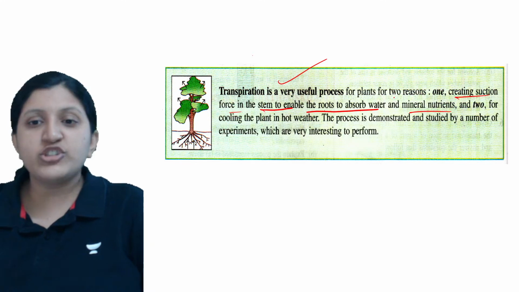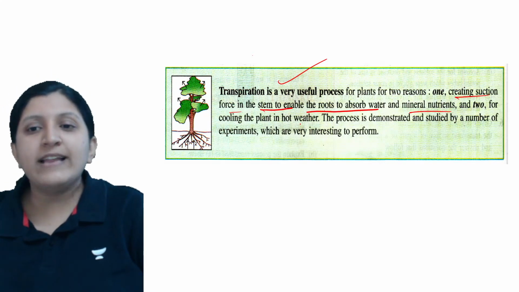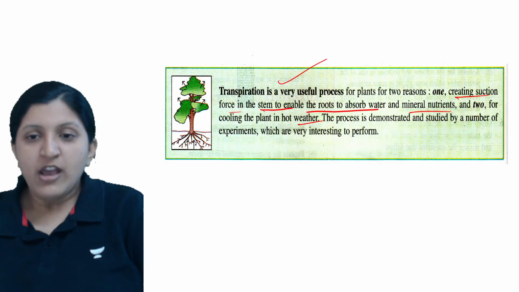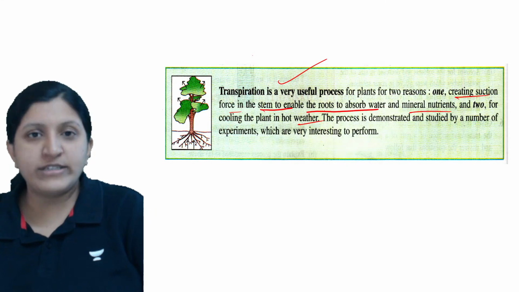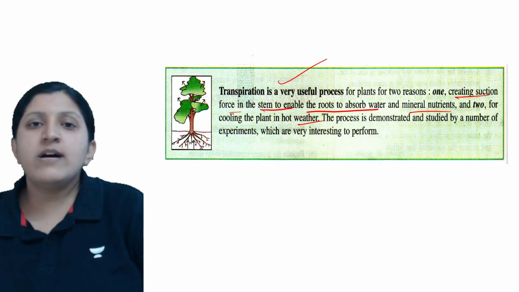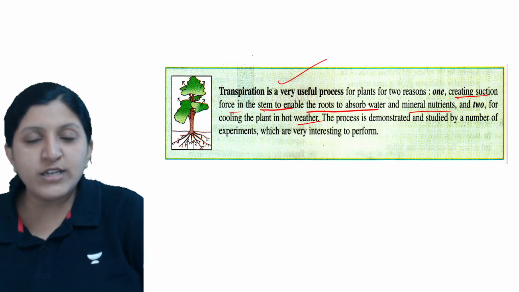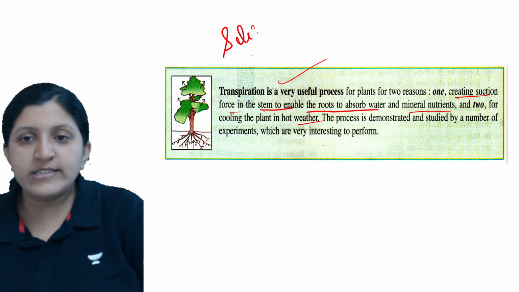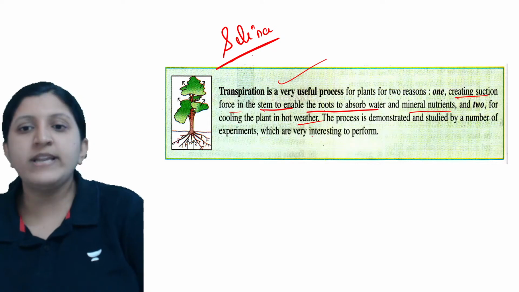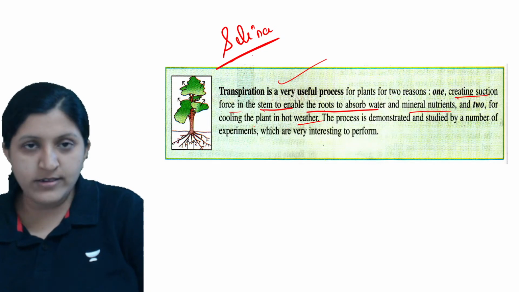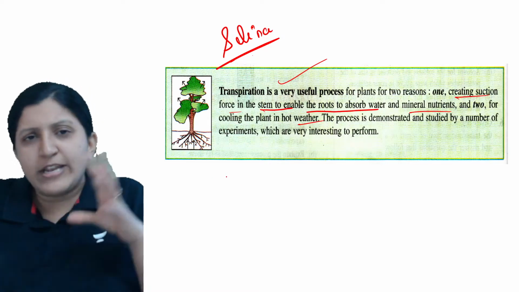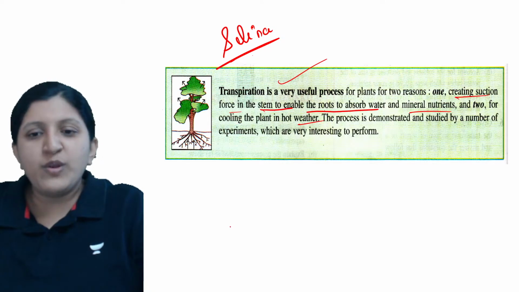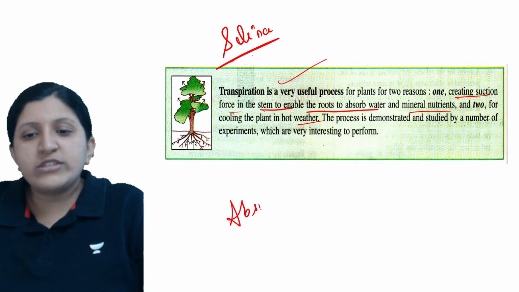Okay, so this is one function, and the other one is cooling the plant in the hot weather. If the temperature is hot, a cooling effect is given. Cooling the plant in hot conditions is done by transpiration itself, through water loss in the form of vapor. So when there is too much sunlight, as the water loss happens, the plant is cooled.